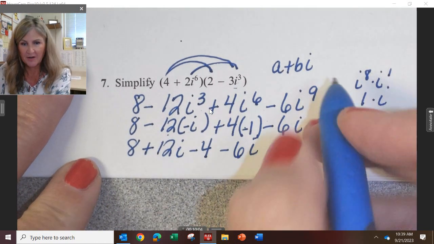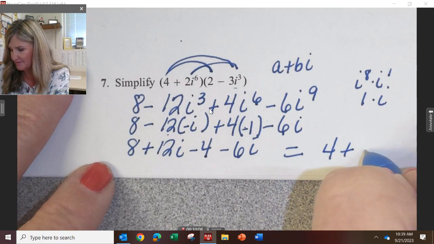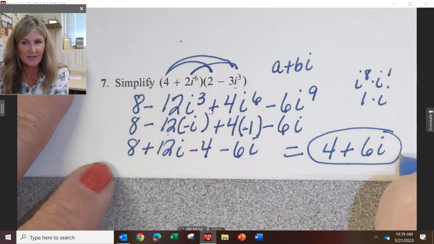So what's our real part going to be? 4. And what's our imaginary part going to be? 6i. So this would just be an imaginary number. It's not a pure imaginary. That's it.